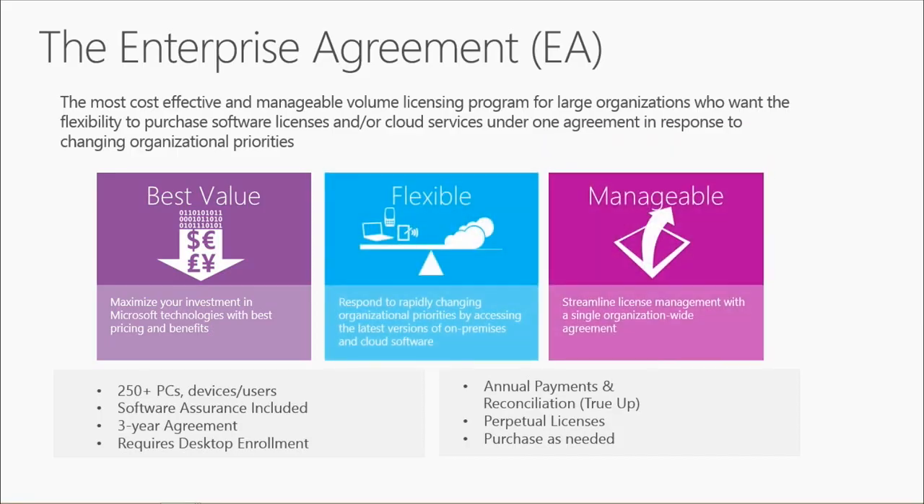Now, the enterprise programs for midsize and large organizations with 250 or more desktop PCs provide perpetual licenses and the ability to purchase licenses as needed. Software assurance is included, and an organization-wide commitment to the enterprise desktop enrollment is required. Annual payments are standard, and an annual reconciliation process called true-up is required to account for any devices or users that were added since the last anniversary.